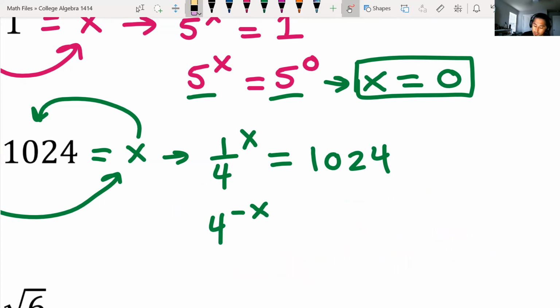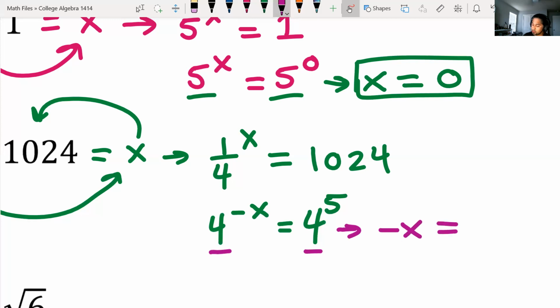Okay. And now 1024. I'm going to say that is what? 4 to the, nope, not 4 to the 4th. 4 to the 5th. Good. 4 to the 5th. So now same base. Negative x equals 5. And therefore x equals negative 5.